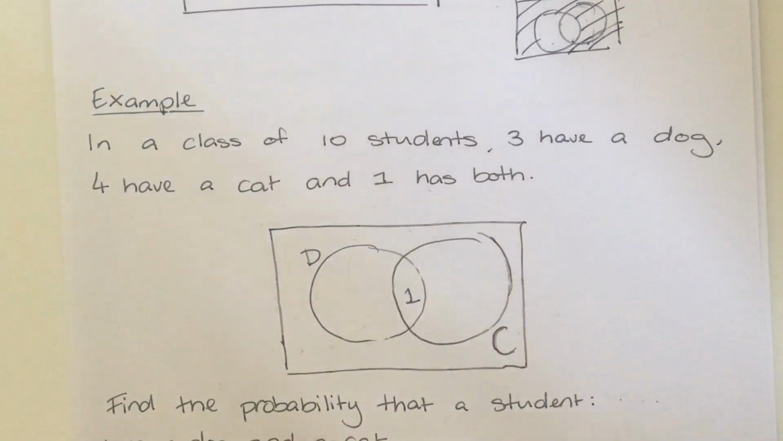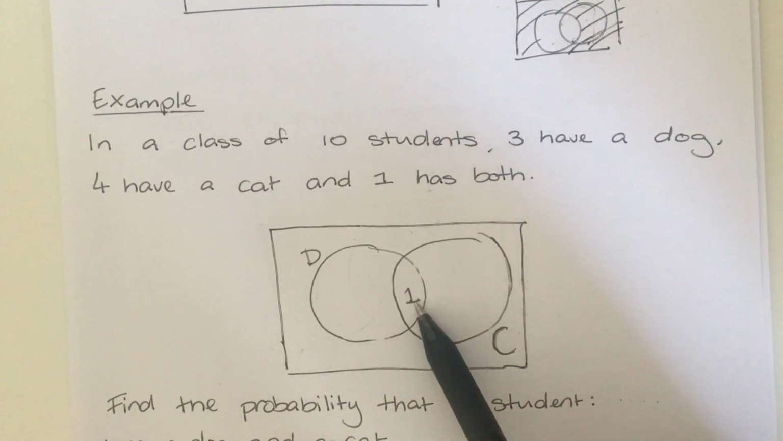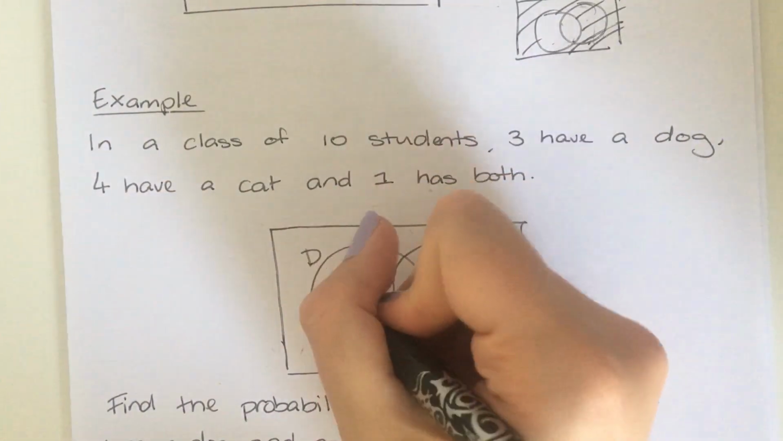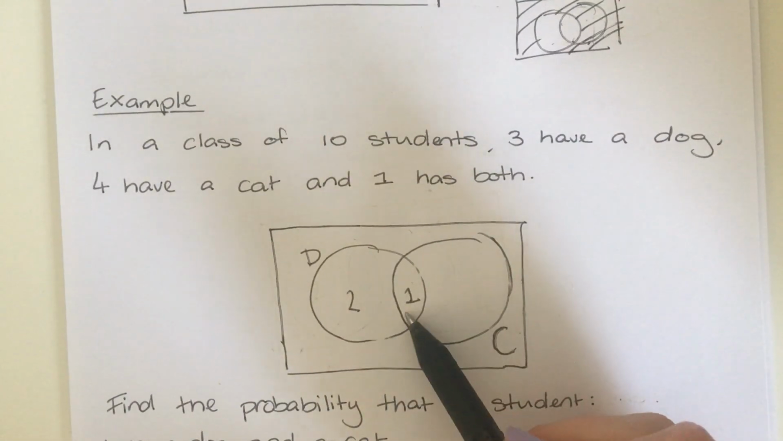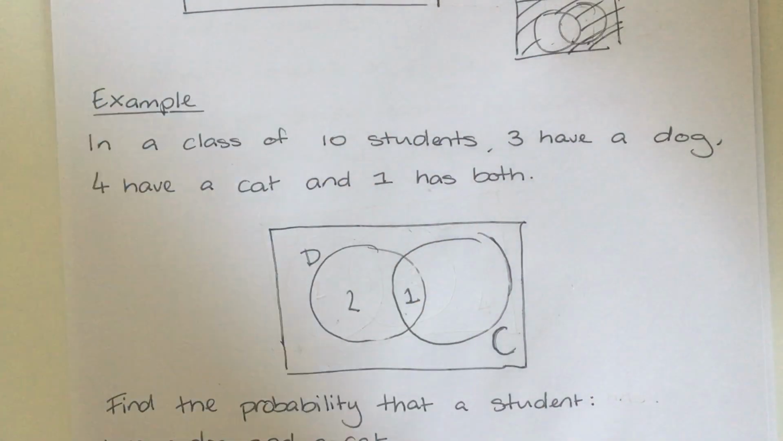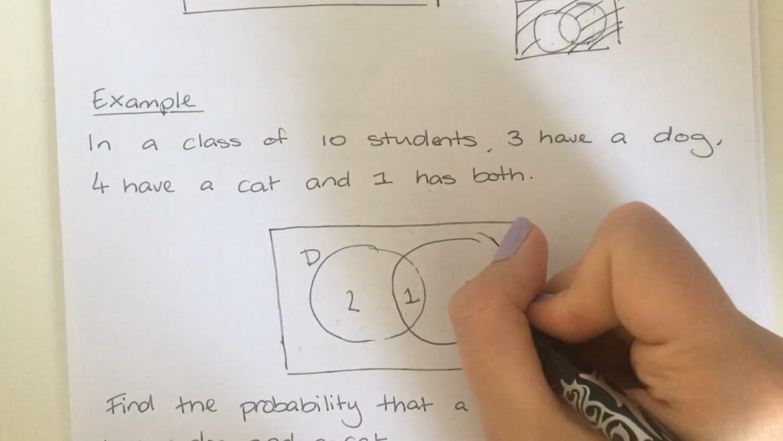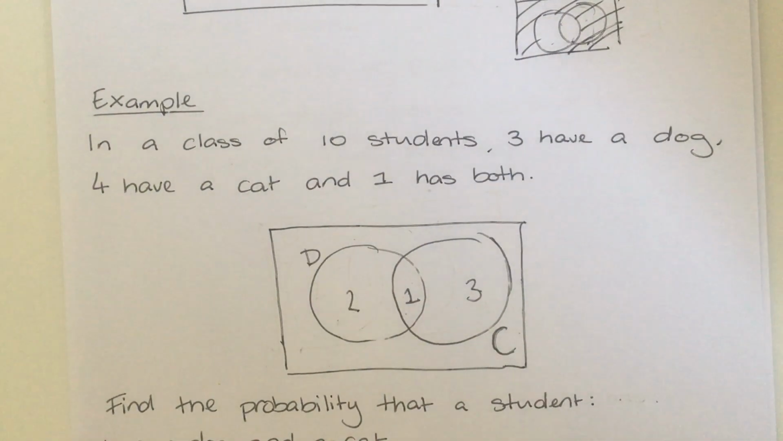And then I know that 3 students have a dog, so there's going to be 3 students inside this circle here. But I've already got 1 in here because I have a cat and a dog, so I'm going to do 3 take away 1 is 2. So now you can see I've got a total of 3 students that have a dog, 1 having both, 2 having just a dog. And then you can do the same thing for cat. So we have 4 students having a cat, 4 minus 1 is 3. So therefore the number of students that have just a cat is going to be 3.